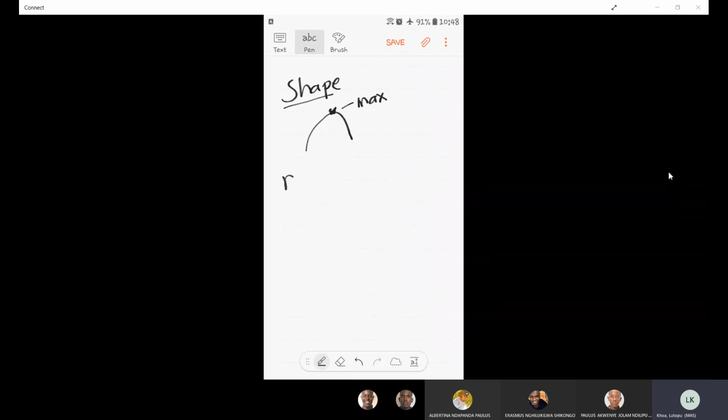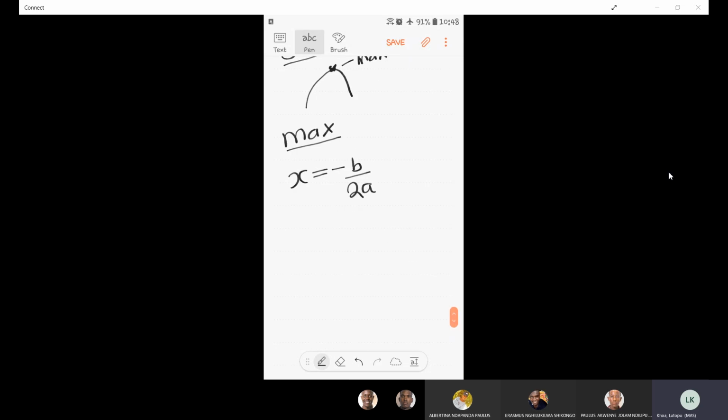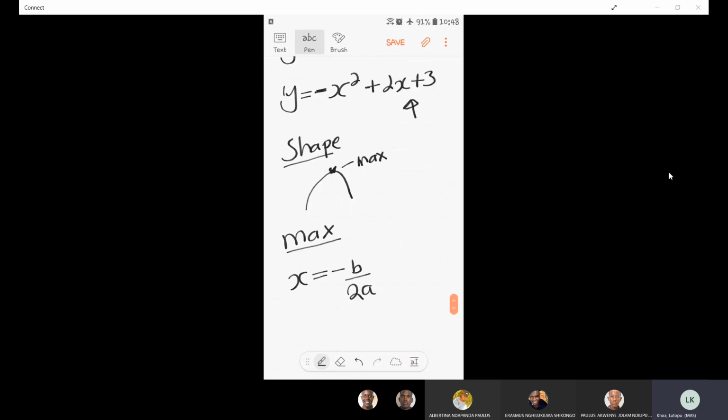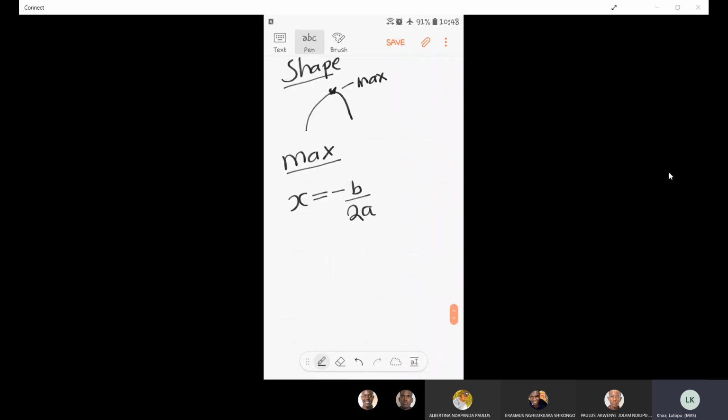Okay, so to work out the maximum turning point, the x-coordinate of the maximum turning point is given by minus b over 2a. Then when I work out the x-coordinate, I will substitute it back into the original equation, which is this one here, and then get the y value. So the x-coordinate, this is where I have x is equal to minus b over 2a.